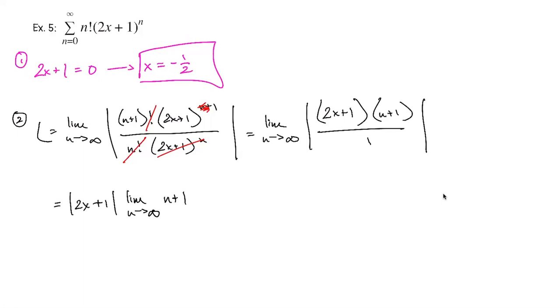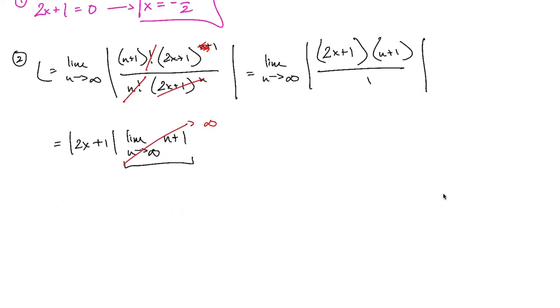Diverges. What happens to this part? Diverges. Yeah, this goes to infinity, okay? So here's what this means for us. The only way that we can get L to be less than 1, okay? Because remember, this whole thing is L.